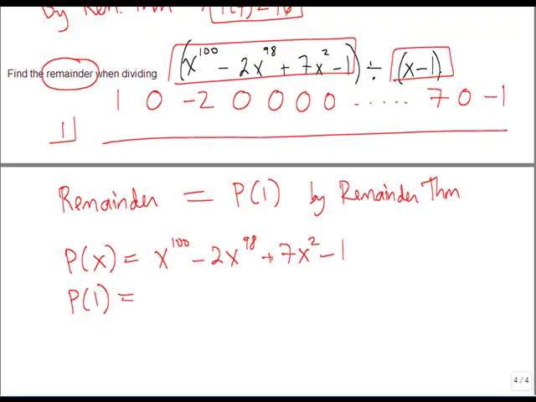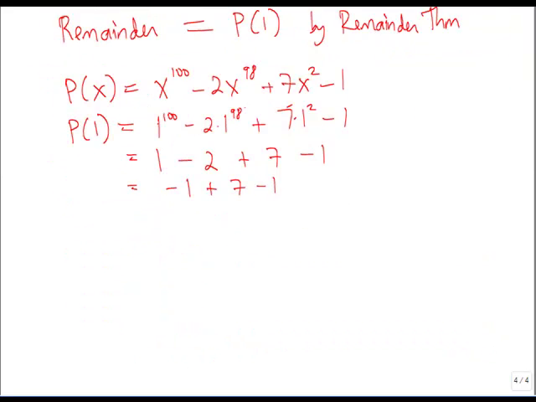And that's really easy to calculate. 1 to the 100th minus 2 times 1 to the 98th plus 7 times 1 squared minus 1. So that's 1 minus 2 plus 7 minus 1. So negative 1 plus 7 minus 1. So that's 6 minus 1, or 5. So instead of doing all that long division with all those zeros because it was a 100th degree polynomial, I can just substitute in 1 and get my remainder very, very quickly.